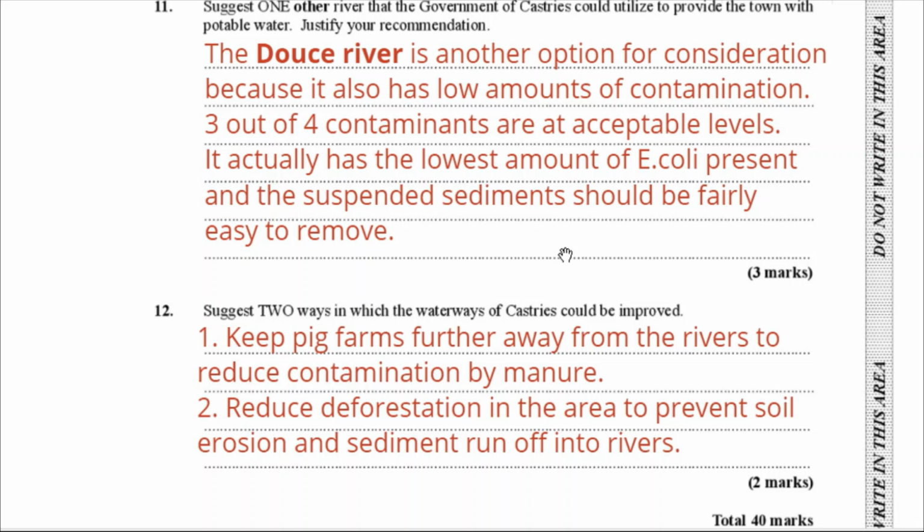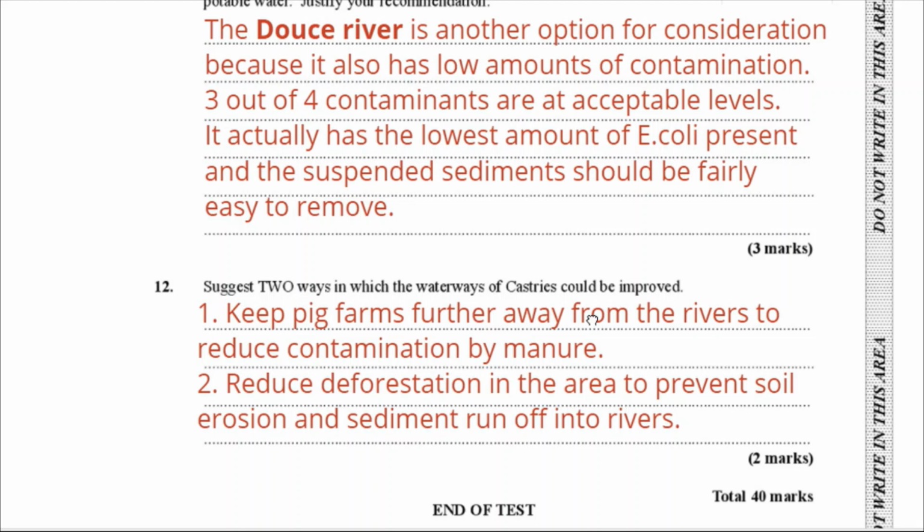And then secondly, reducing the deforestation. So making sure that there's some kind of regulation on how many trees and how often the trees are cut down. So this will prevent the soil erosion and thus prevent the sediment runoff into rivers. So those are two ways that you can improve the waterways and help improve the quality of the water in them. So that completes the SBA paper alternative.